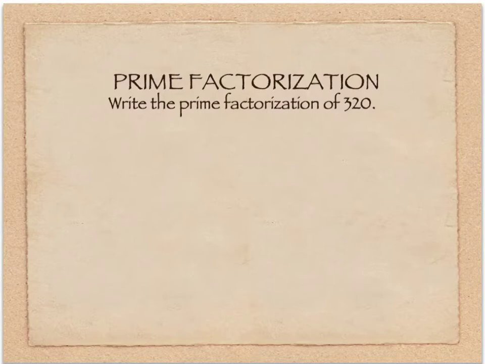We're going to start off by writing the prime factorization of 320. So what you want to think of with prime factorization is breaking a number down into its prime factors. Prime means a number can be divided by only itself and 1.